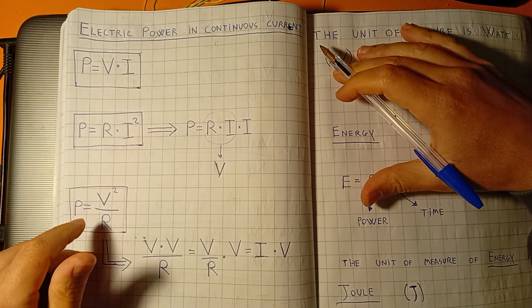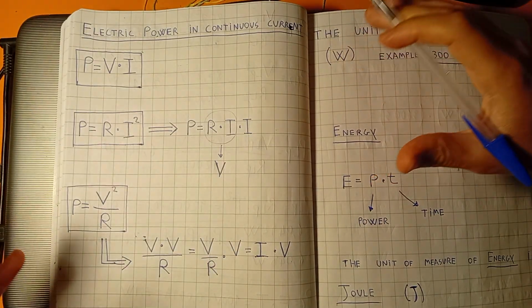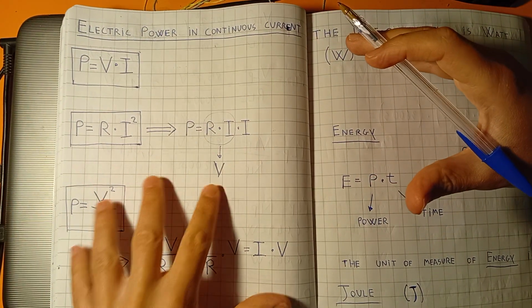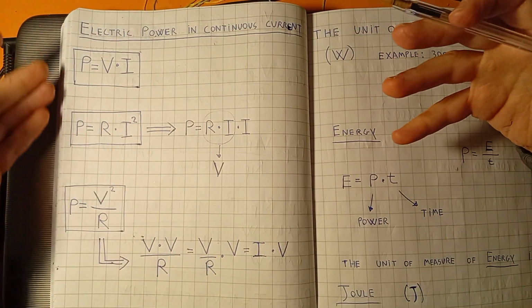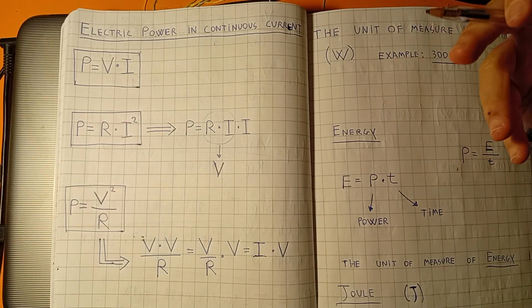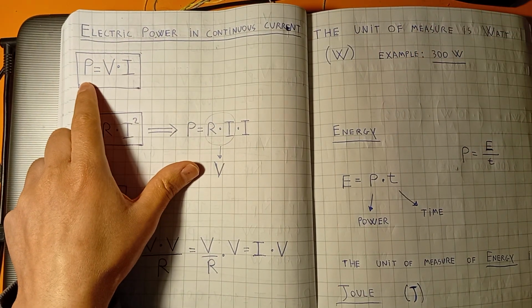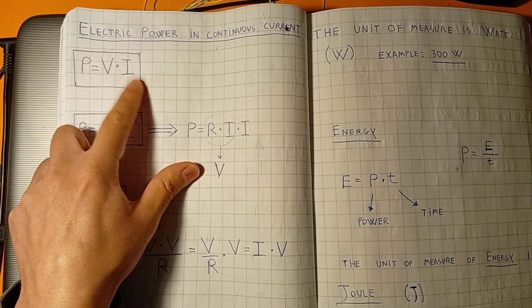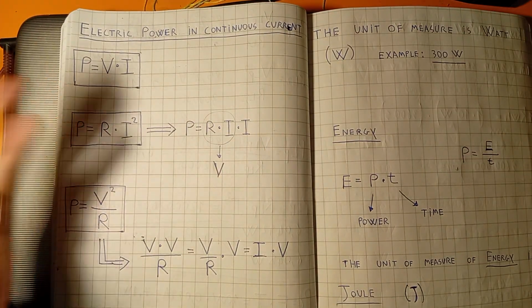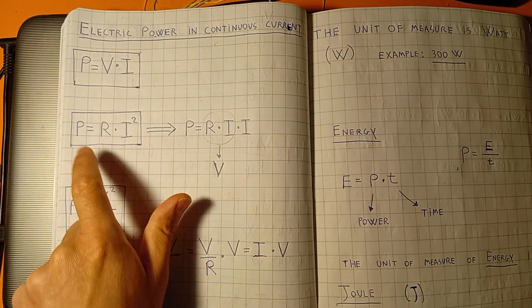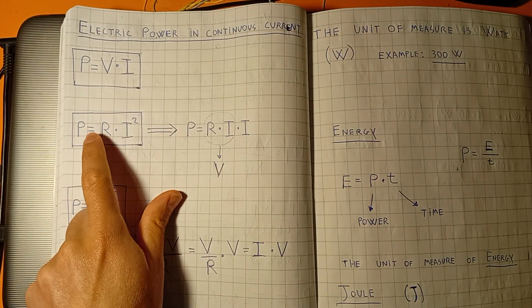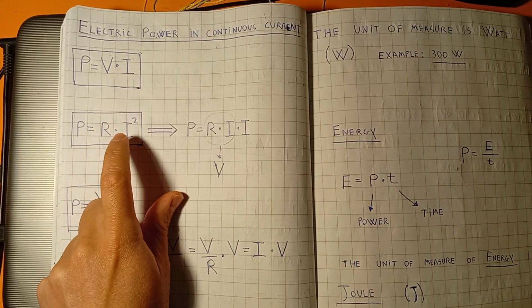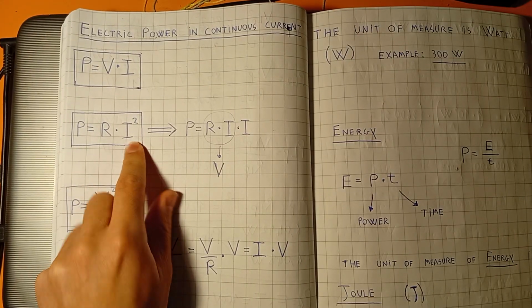There are three possible ways, three possible formulas, but now we'll analyze them and we'll realize that they are actually the same formula. Let's begin with the first. Power is equal to voltage multiplied by current. Okay, this is one way to calculate power. Then there is this other one. Power is equal to resistance multiplied by squared current.